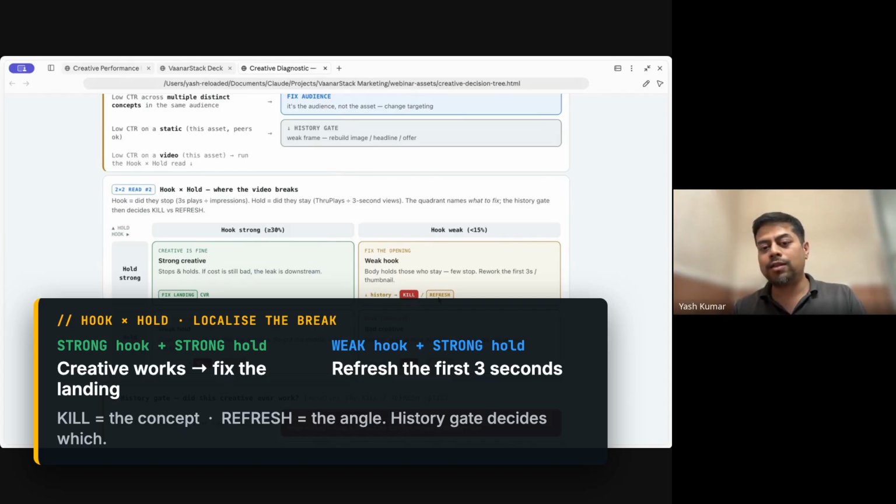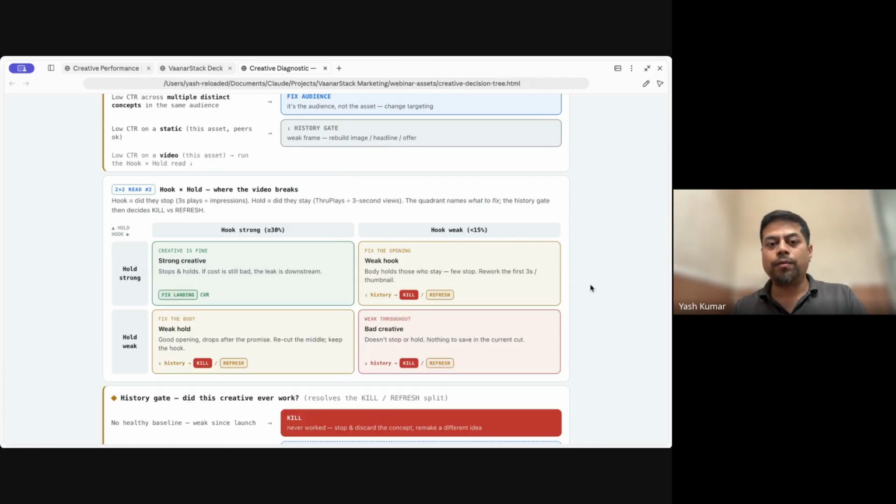What does this mean? I'll just cover this history gate a bit. What it means is that if hook rate and hold rate are weak, I need to look at history. If it didn't perform at all, then we need to kill it. If it performed initially and then it became bad, then we need to refresh it, right? By refresh I mean that the concept was fine initially, so maybe in the same concept have some other angle and try it out, right?